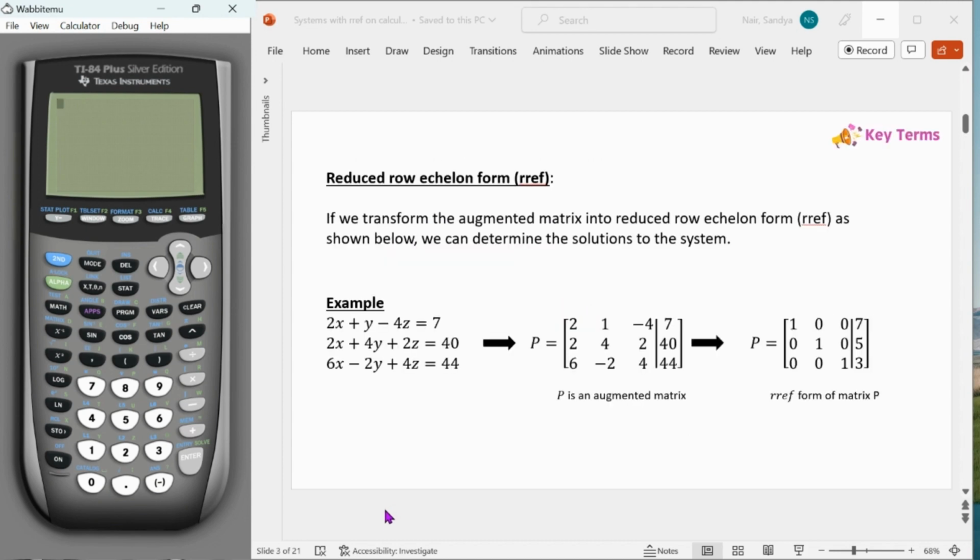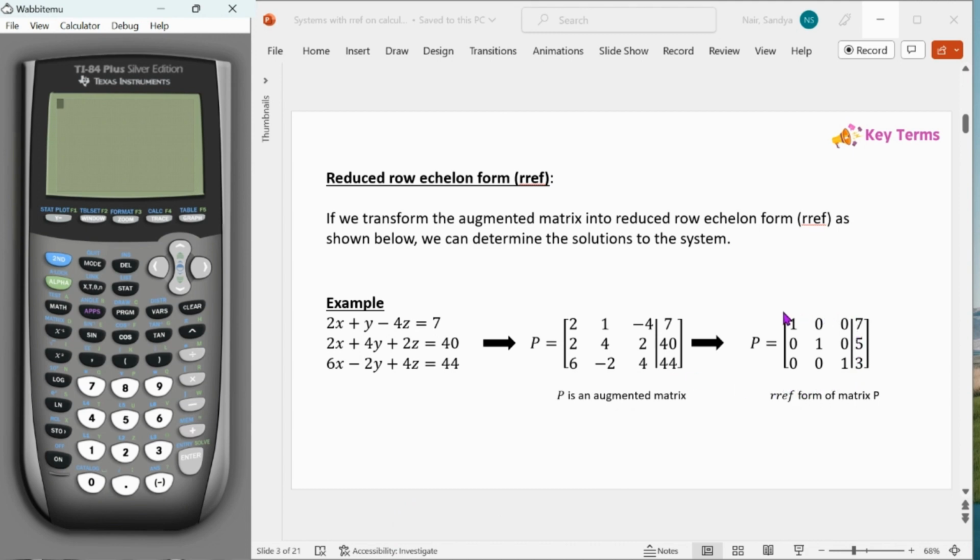So what we're going to do in Gauss Jordan elimination is transform our augmented matrix into reduced row echelon form. Okay, so rref. That's different than row echelon form, which was ref, right? That's what we were using in the previous video. So here's what reduced row echelon form looks like. So here's our augmented matrix, and this is reduced row echelon form.